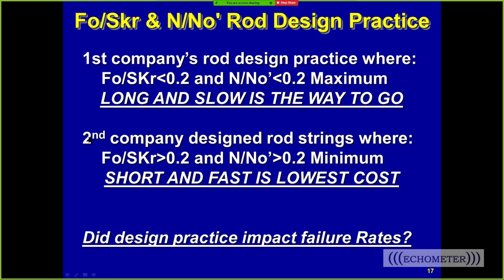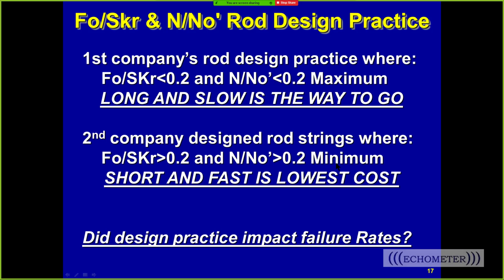And so this was company 2, Norm's company, and this is company 1, Amerada Hess, my company. And these were the limits that we used. And you can see that I used less than 0.2 for F over SKR, no more stretch than that, and N over N0 prime less than 0.2.